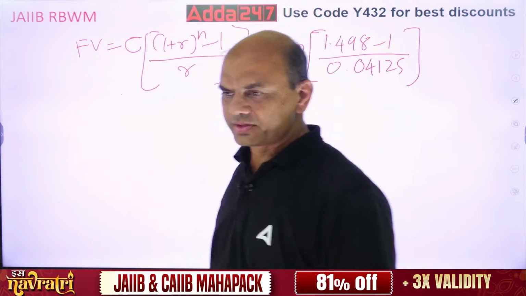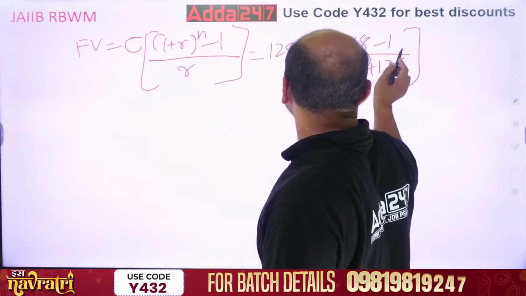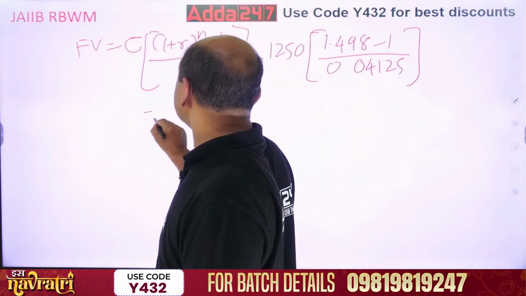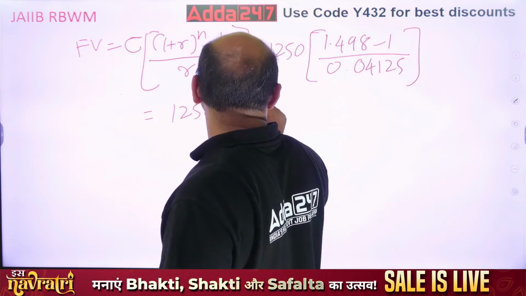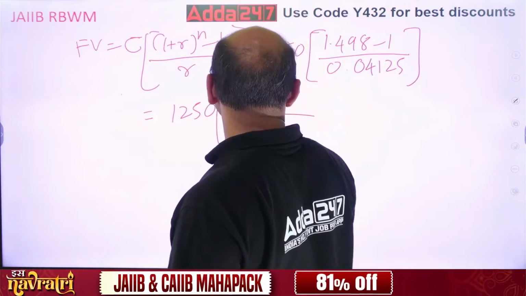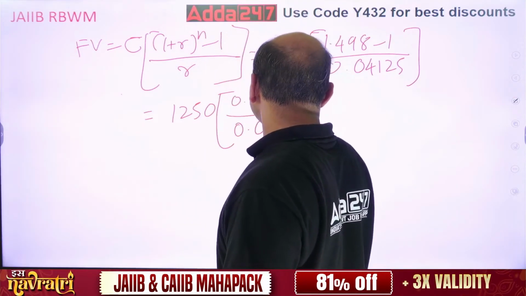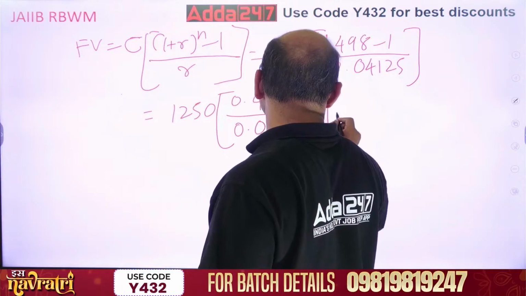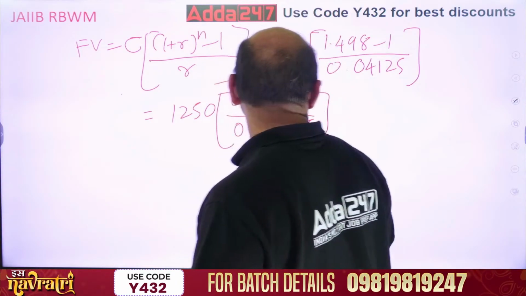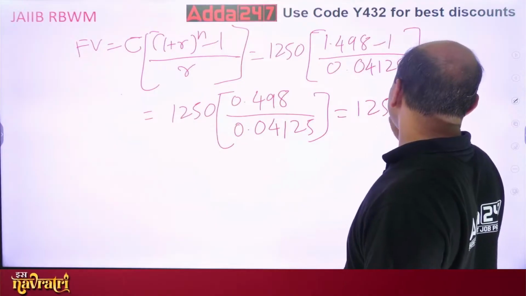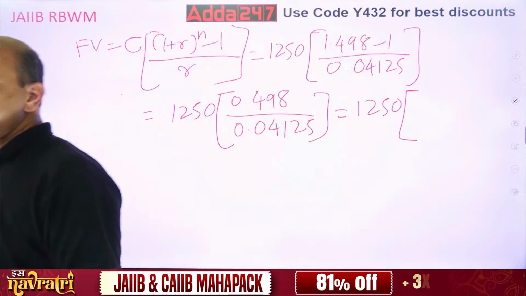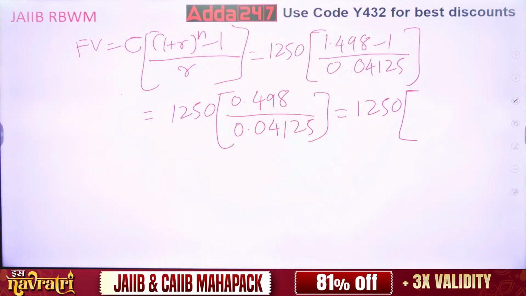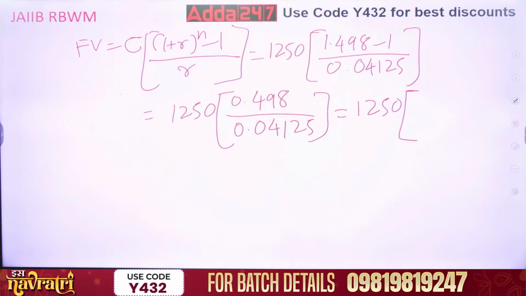Try this, everyone. So 1.498 minus 1. So it is equal to 1250 into 0.498 divided by 0.04125. So do this, everyone. So 1250 into, what is the answer for this? It is roughly 10 times, right? So you must get it around 10 point something.